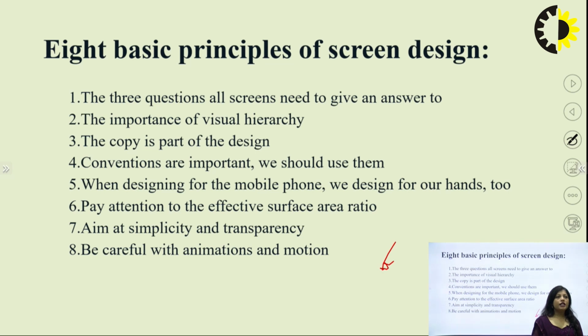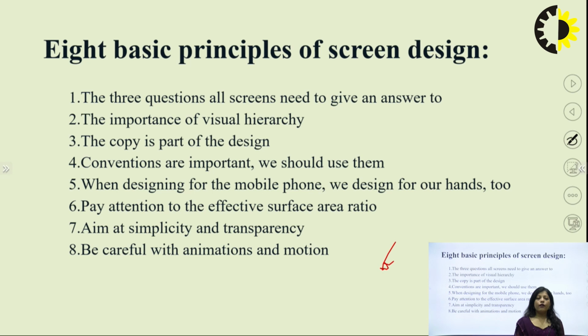Next basic principle is pay attention to the effective surface area ratio. Here we are talking about the area of the screen, the full area of the screen. So we have to equally utilize the full area of the screen. Next is aim at simplicity and transparency.